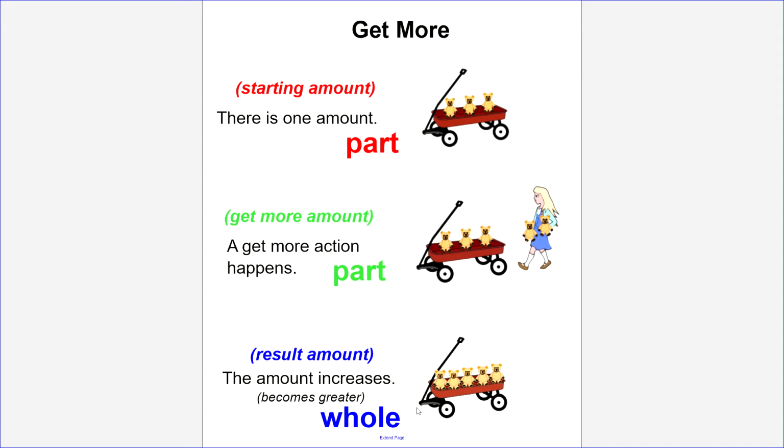Then we see that we end up with 5 total teddy bears in the wagon. This is the result amount, or the total amount after the action happens. This is the whole, because it is all of the teddy bears. So again, in a get more problem, we have a starting amount that is the part, we have a get more amount that is the part, and then we have a whole or total, which is the whole.